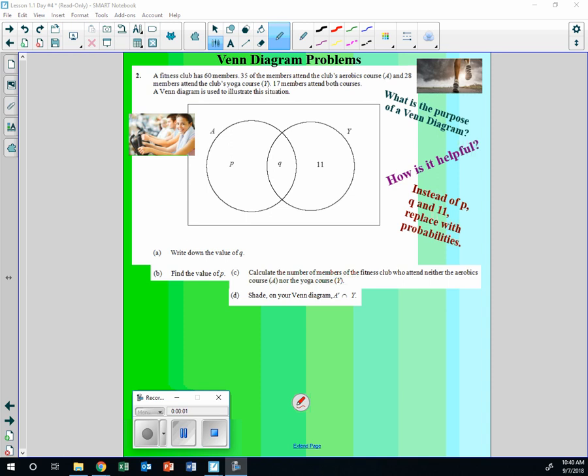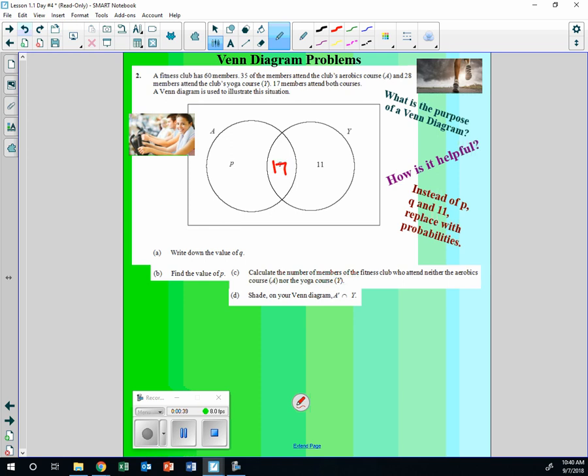Venn diagrams are a way of comparing different ideas and looking at intersections, unions, and opposites or complements. This problem has 60 members total, 35 are in aerobic. So this A, there's a total in A of 35. There's a total in Y, in yoga, of 28. So if this total is 28 and 11 are out here, what would have to be in here?